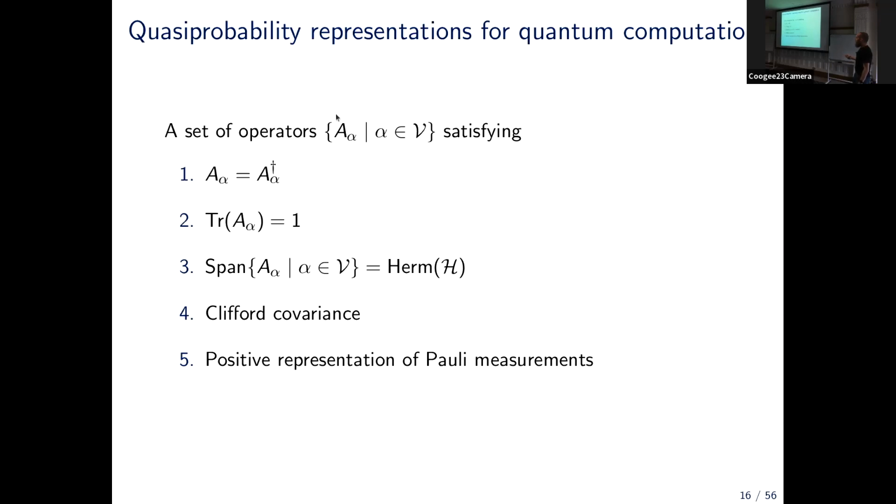You start by defining some set of phase space point operators, called A sub alpha, where alpha in V is just the index set. We want these operators to be Hermitian. This means that the quasi-probability distribution representing states is going to be real. We want the trace of the operators to be 1. That means the representation of the states is normalized. We need them to span the full space of Hermitian operators on the Hilbert space, so that any state has some representation of this form. And then last, in order to simulate quantum computation, we need the Wigner function, or this new quasi-probability representation, to be Clifford-covariant, and it needs to preserve positivity under all Pauli measurements.